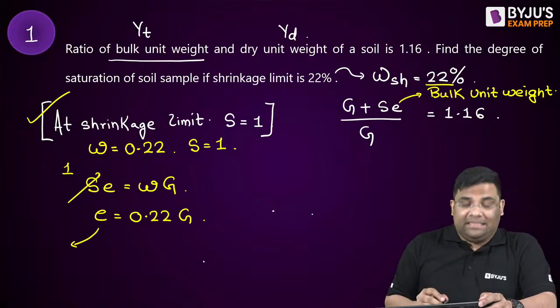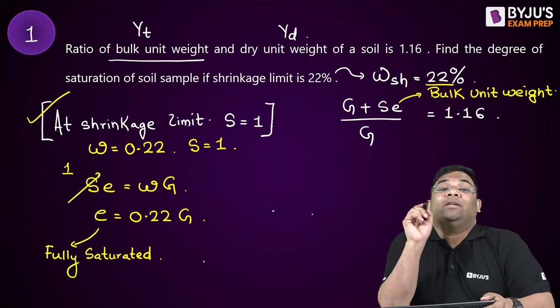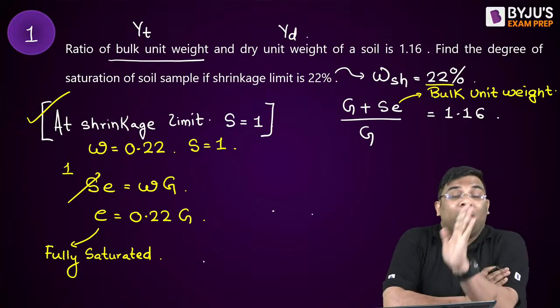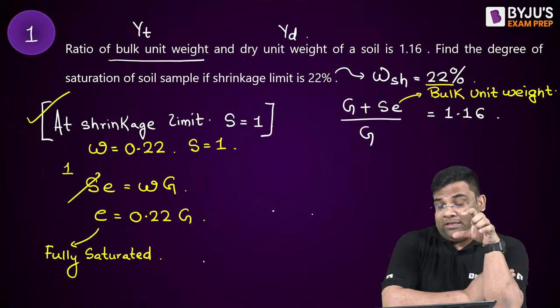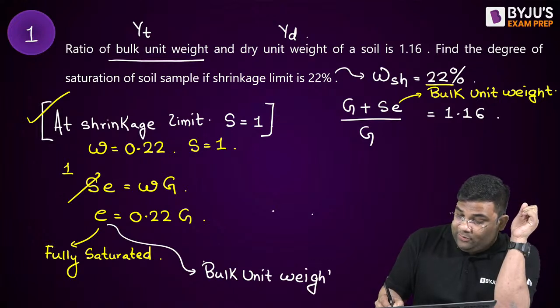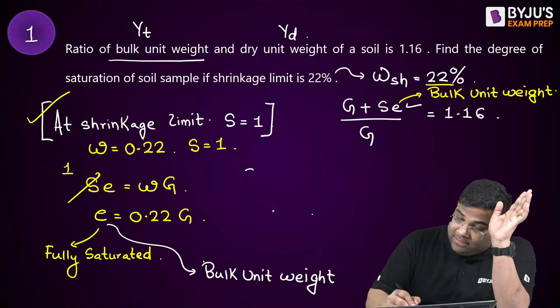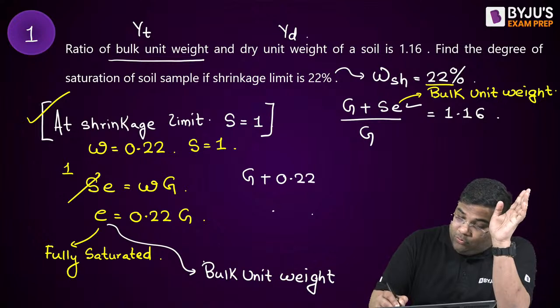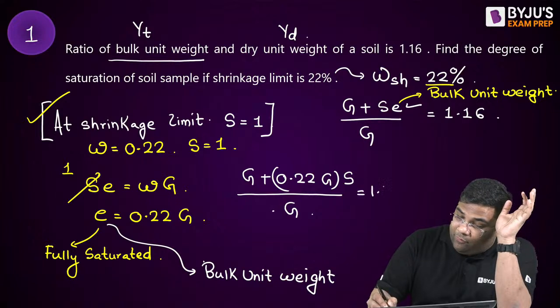Now, this E is for what? This E is for fully saturated stage. But the void ratio doesn't change when you keep adding water from dry to bulk to saturated stage. Dry, this void ratio never changes. Okay. So when the void ratio is not changing, can I say this will be the same E for the bulk unit weight? So in this equation, I can replace E by what? This 0.22 G. So what will happen? G plus 0.22 G, this is E, and then S by G is equal to 1.16.